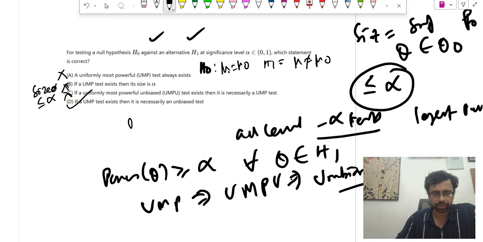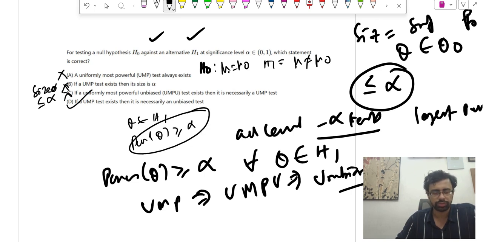A UMP test maximizes the power over theta belonging to H1, so the power at theta is greater than or equal to alpha. So this is the unbiased one, so D is the correct answer.